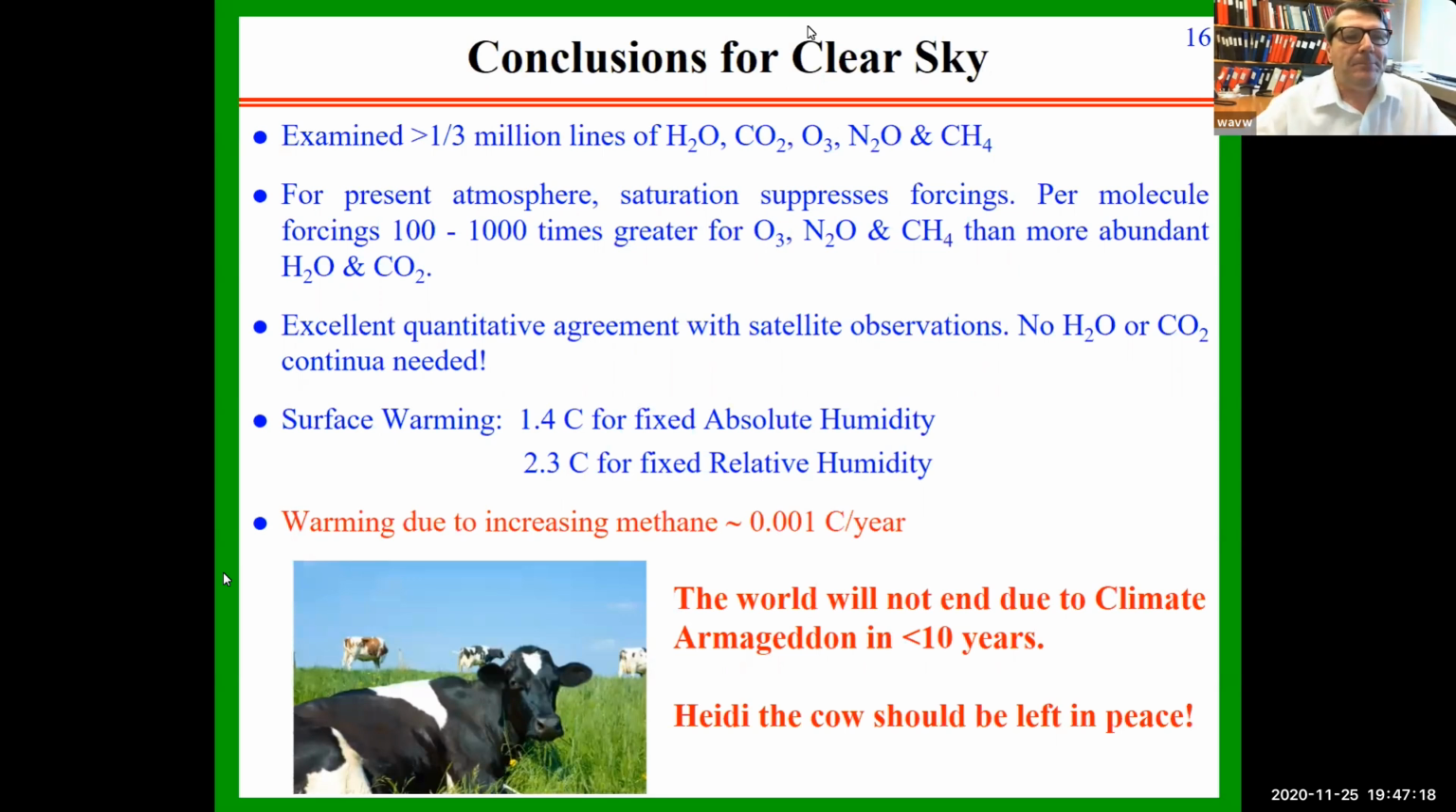Slide 16. So what we've done is we've considered over 1/3 of a million different transitions of these 5 greenhouse gases. We've shown that saturation very strongly suppresses the forcings. If the methane concentration were comparable to CO2, adding one more molecule of methane would have the same effect as adding one more molecule of CO2. But because methane has 200 times less concentration than CO2, the effect of one additional methane molecule is going to be more dramatic. We have shown some very nice agreement with satellite observations.